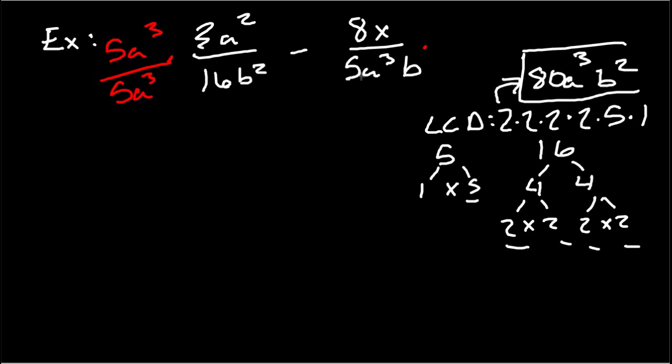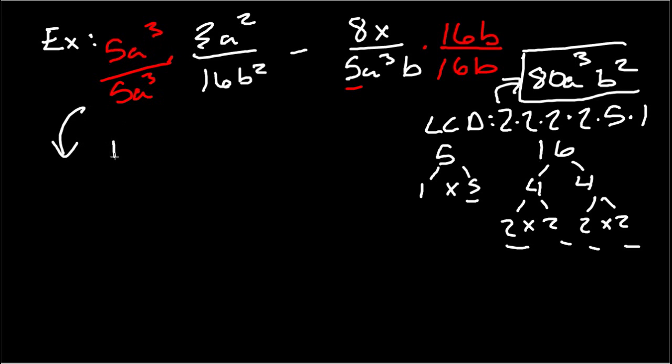Now over here, we need to get 5 to 80. We need to multiply 5 by 16. A cubed to a cubed, nothing needs to change there. b to b squared, we have to change that. We need to multiply it by b. So we're going to multiply the top by 16b as well. Keep everything equivalent. Crucial.